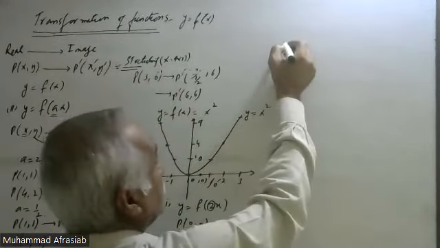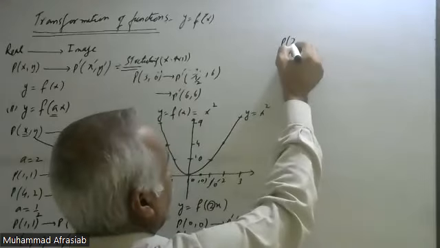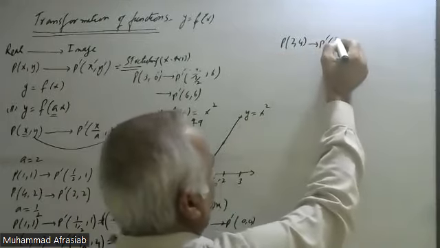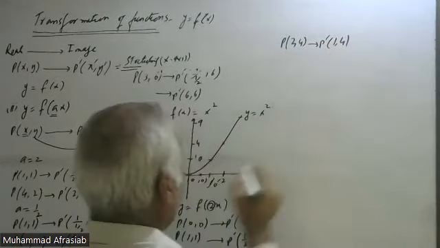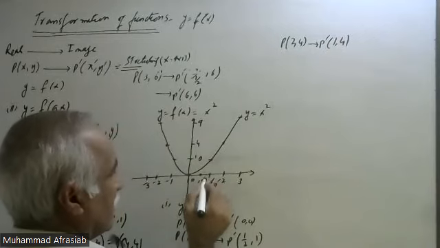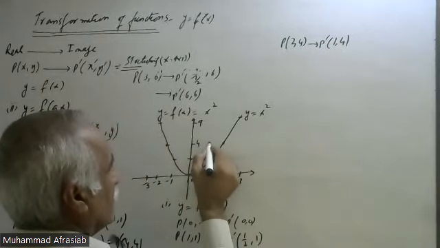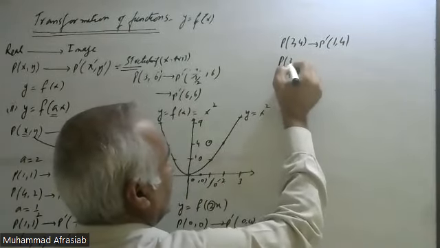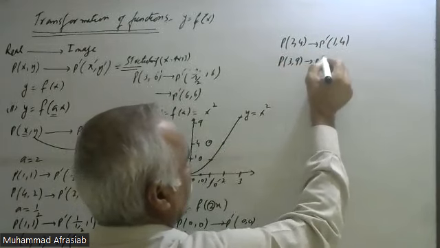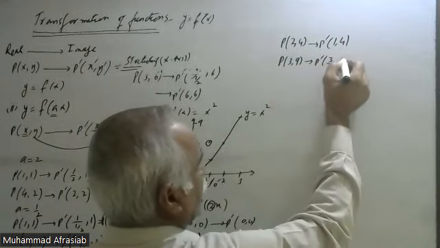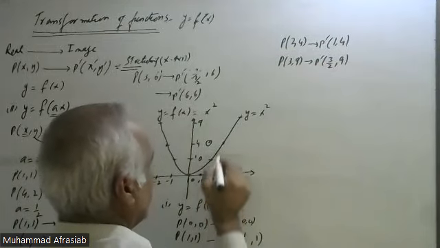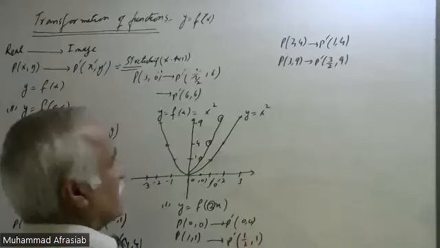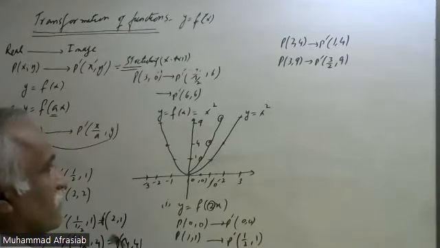For the point 2 and 4, the image of this point will become 2 divided by 2, which is 1, and that is 4. So for this value of 1, it is going to be 4. Then for 3 and 9, this will become 3 by 2 and 9. So this is the graph for the right side of the solution.